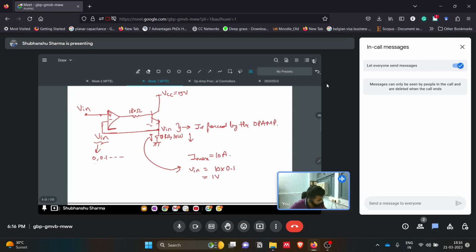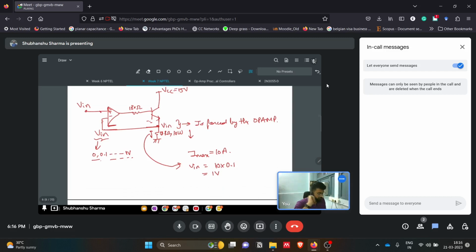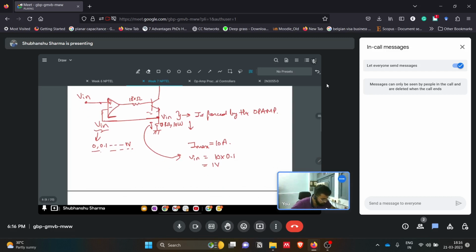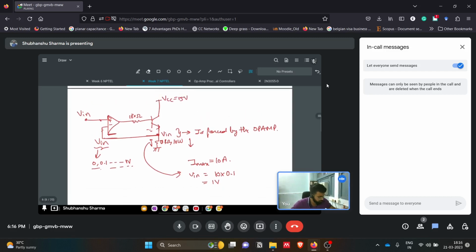So we will vary this V in voltage from 0 to 1 volt until it reaches the maximum current rating of this transistor. In this way, we were able to control the emitter junction voltage of this transistor, and thus our transistor will be safe.